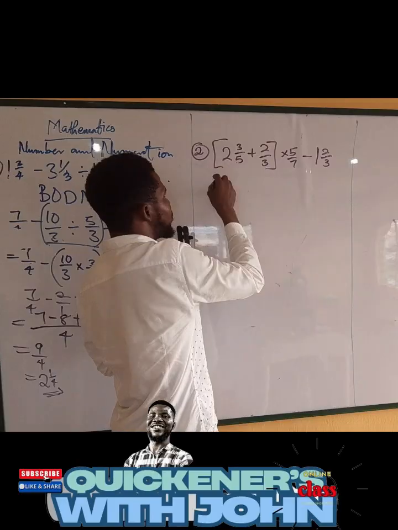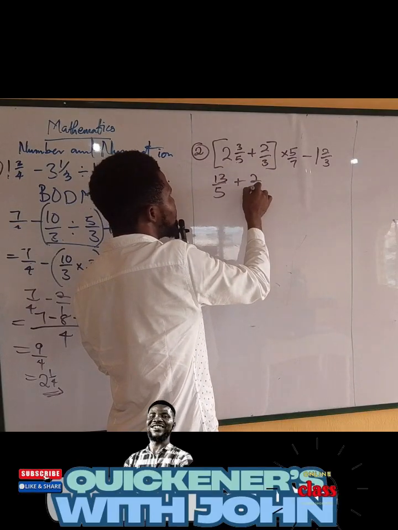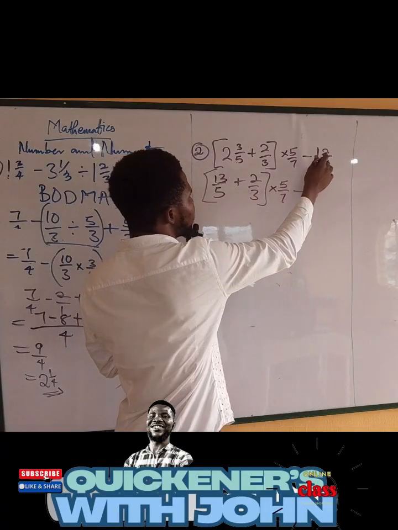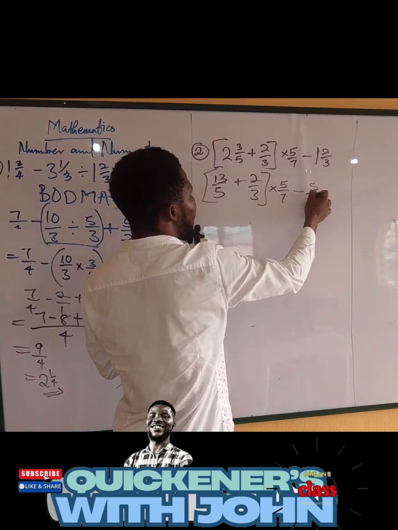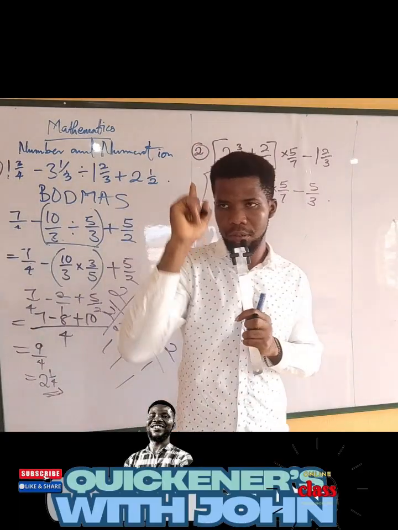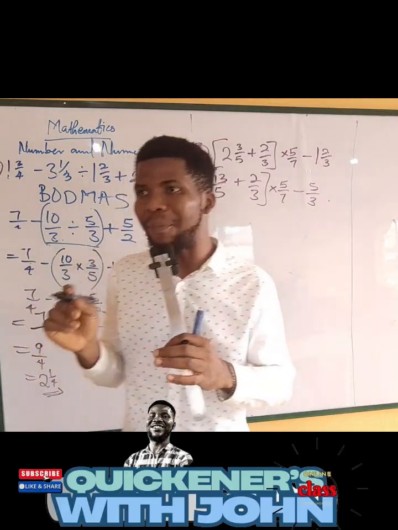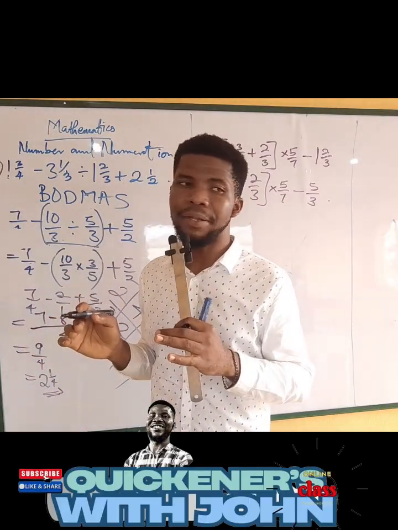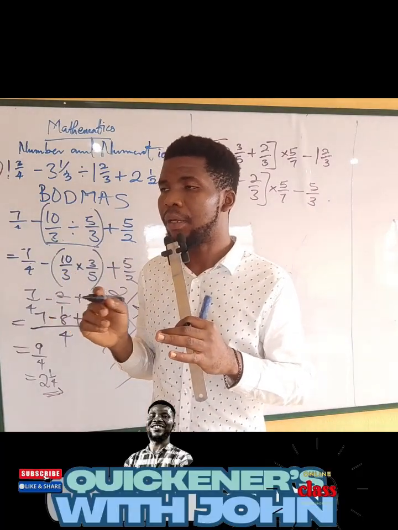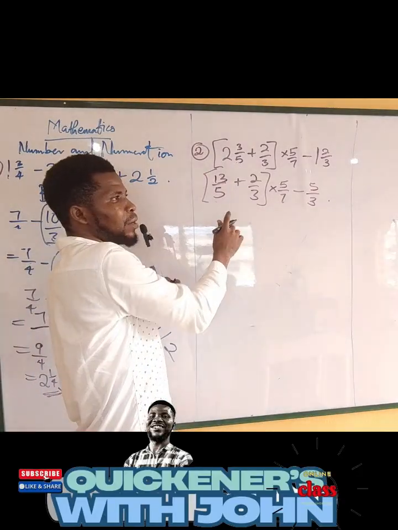5 times 2, 18 over 5, alright? Plus 2 over 3, times 5 over 7, minus 5 over 3. Now, listen. Simplify this so that you get one answer because of the bracket. That bracket is also known as parenthesis. Parenthesis signifies that we need to bring this together to have a single answer.